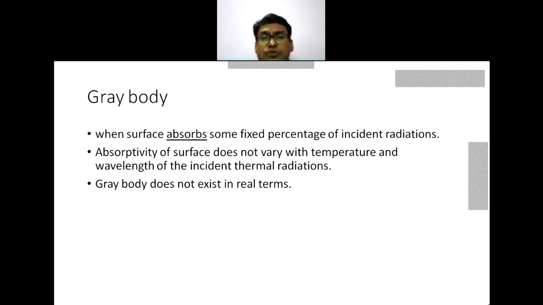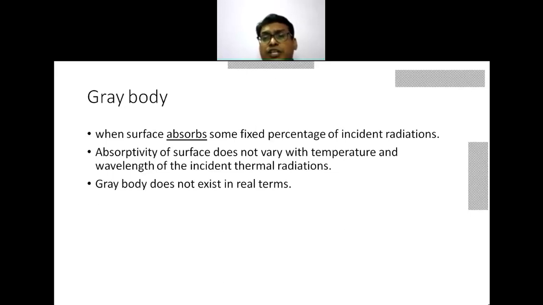Now coming to a gray body. When the surface absorbs some fixed percentage of the incident radiation, the absorptivity of a surface does not vary with the temperature and the wavelength of the incident thermal radiation. So this absorptivity is not a function of temperature and the wavelength of the incident radiation. This gray body does not exist in real terms.